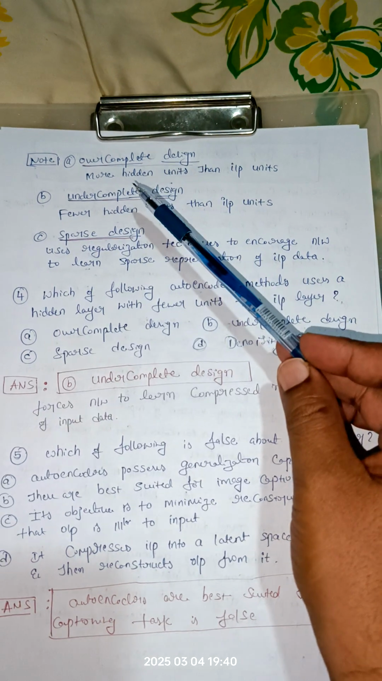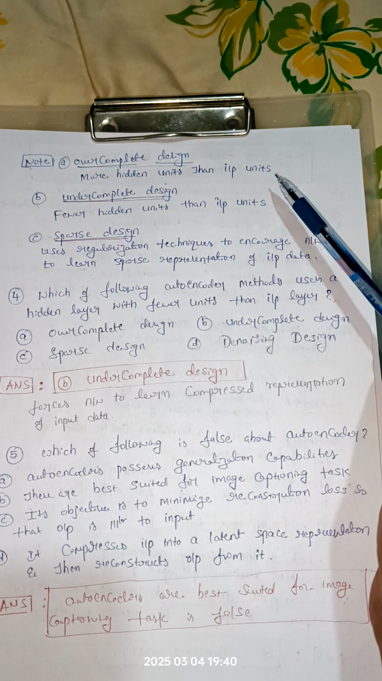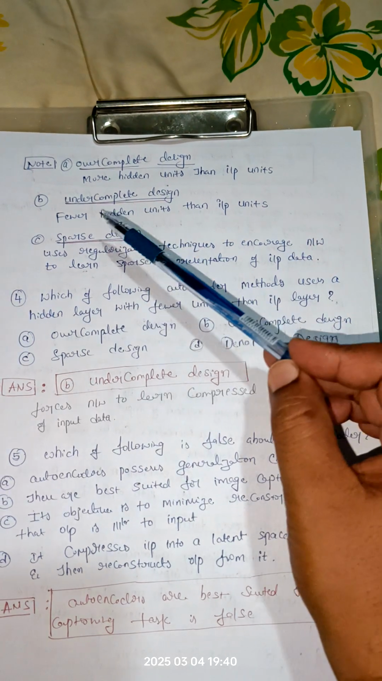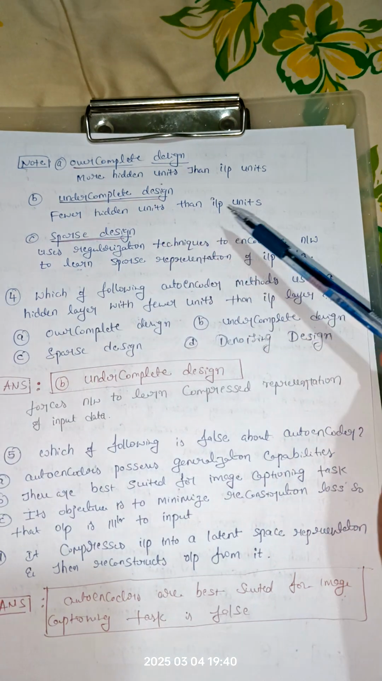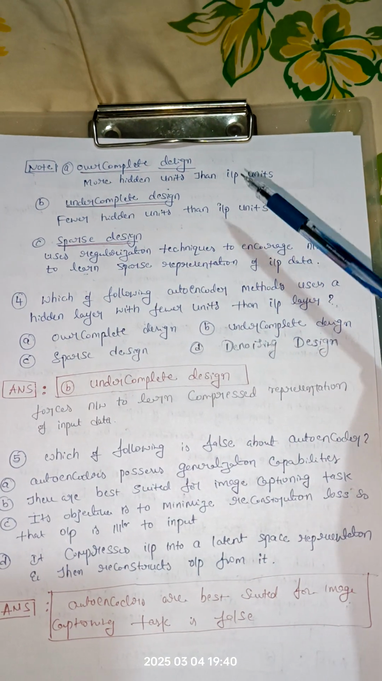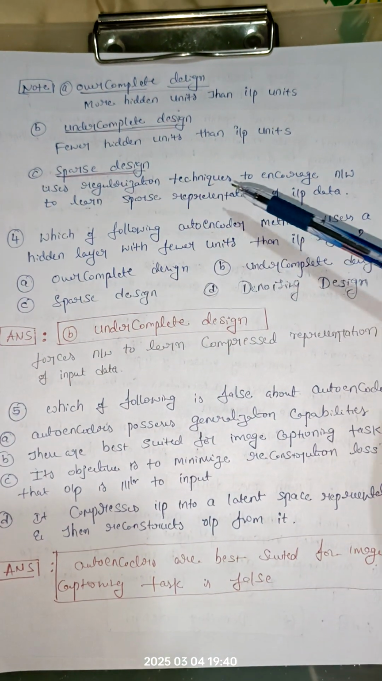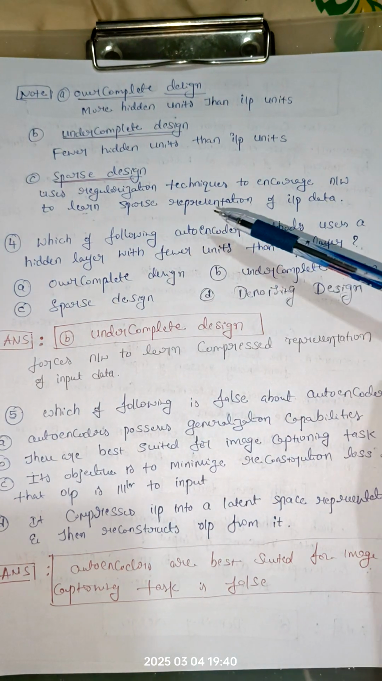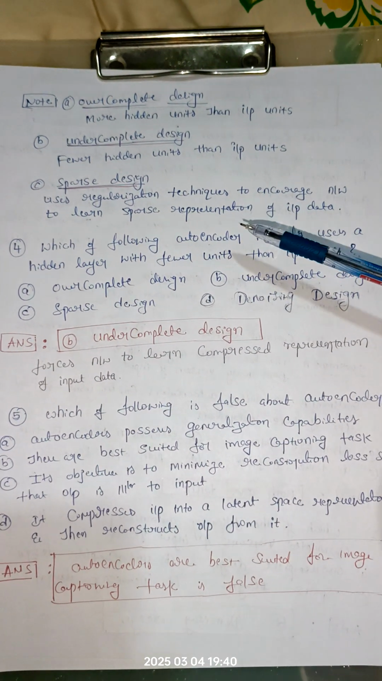Overcomplete design means it consists of more hidden units than the input units and not necessarily the uncorrupted input. Undercomplete design has fewer hidden units than the input units. It is also not necessarily the uncorrupted data. Sparse design uses regularization techniques to encourage the network to learn a sparse representation of input data and not necessarily the corrupted data. Okay.